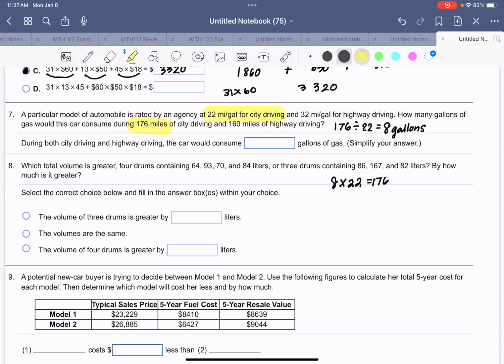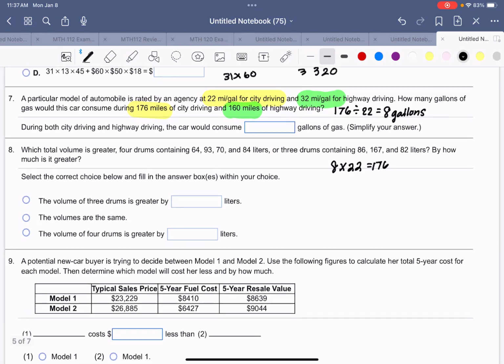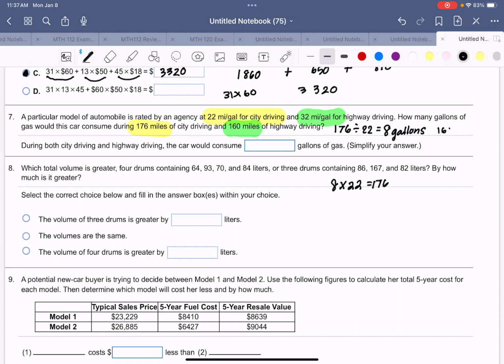Now we've got 32 miles per gallon for 160 miles. So we have to take our 160 and divide that by 32, and that's going to give us 5 gallons. Again, if we took the 5 gallons times 32, we would get the 160. So we're going to have to divide to determine the number of gallons.